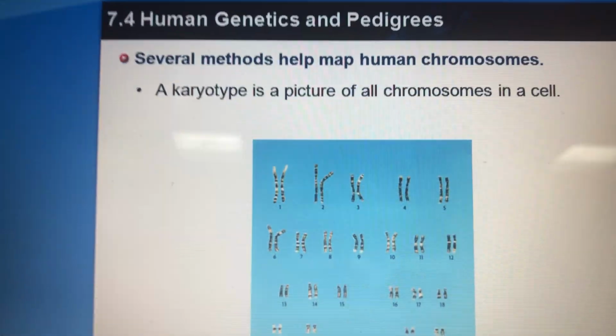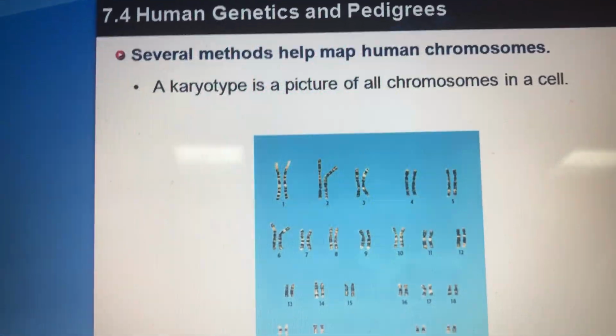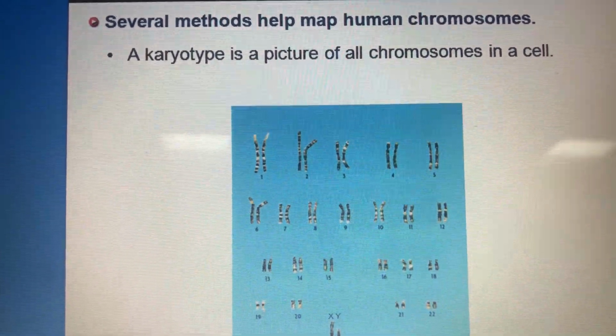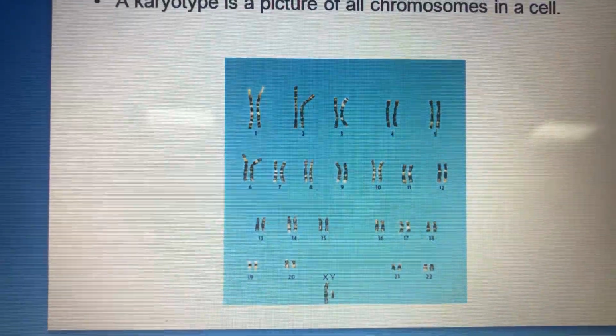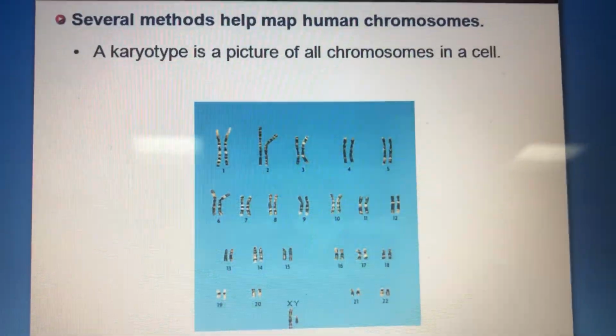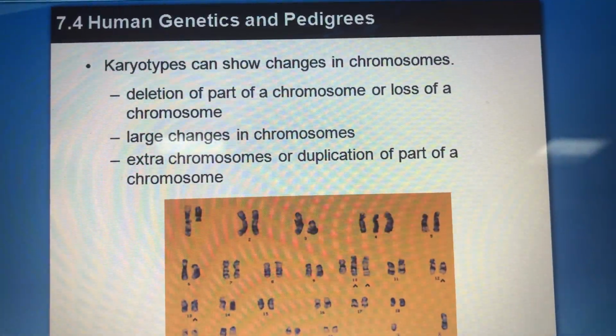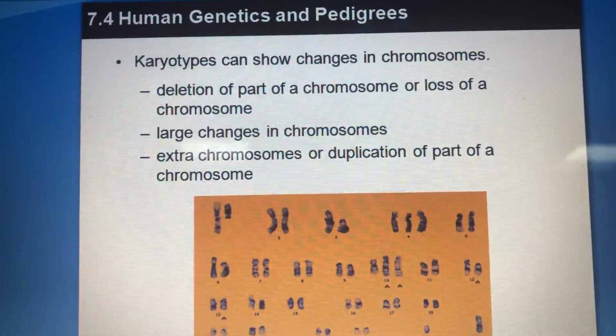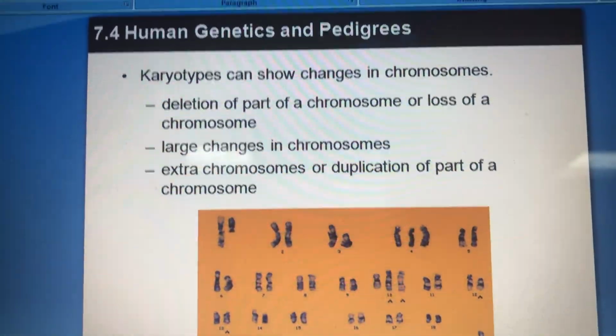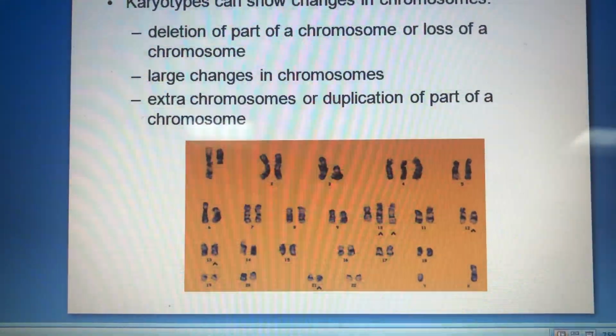There is another method to study genetics or your chromosomes, which is the karyotype. A karyotype shows you the picture of chromosomes in the cell, and if there is any abnormality, you can identify it. Now, a karyotype can show changes in the chromosomes if there is any deletion or duplication, or an extra chromosome number, or a large change in the chromosome.